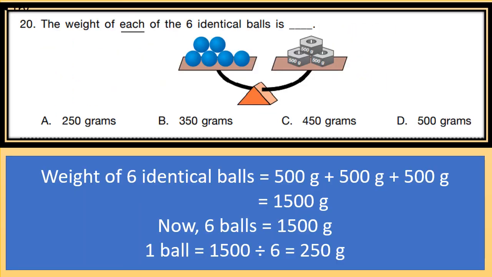Question 20. The weight of each of the 6 identical balls is, now see the picture. The weight of 6 balls is given. The weight of 6 identical balls is 500 gram plus 500 gram plus 500 gram, which is equals to 1500 gram. Now 6 balls equals to 1500 gram. So one ball equals to 1500 divided by 6 equals to 250 gram. So correct option is A. Weight of one ball is 250 gram.